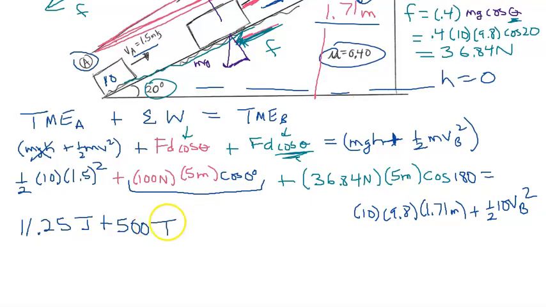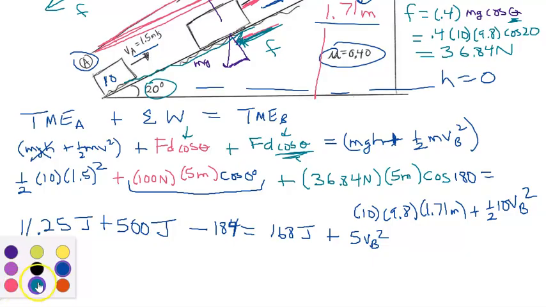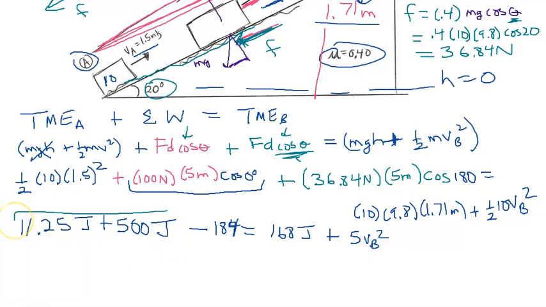The person, whatever that is, put in 500 more joules, but friction took away 184 joules and turned it into heat. And then the box had 168 joules of stored energy because it was above sea level, and whatever's left over is kinetic. Kinetic energy gets the dregs. Okay, so if you add up all of this, at the top, at point B, it has 327 joules.